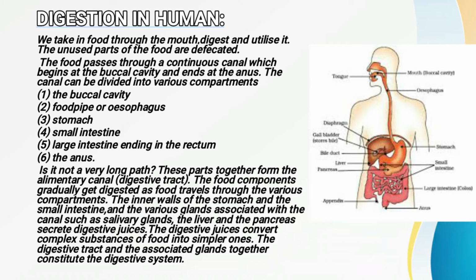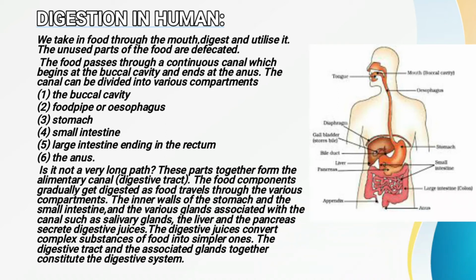Now on either side you can also see the diaphragm, gallbladder, bile duct, liver, pancreas. These are all what? These are different kinds of glands present in this digestive system. These glands are also part of the digestive system, because all these glands, like the pancreas, liver, bile duct, etc., also secrete digestive juices. And whatever digestive juices they secrete are very helpful for the digestion of the food.